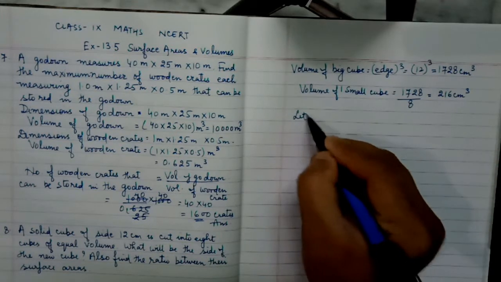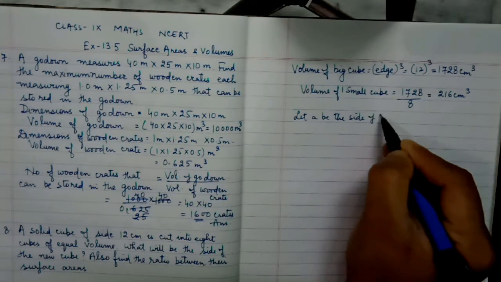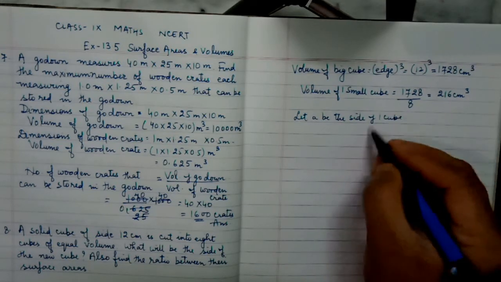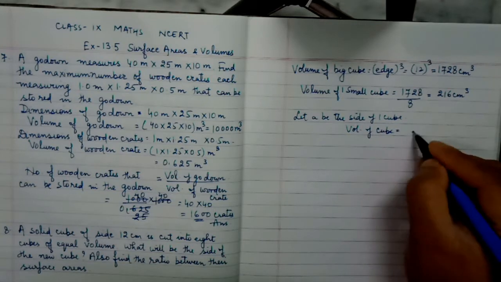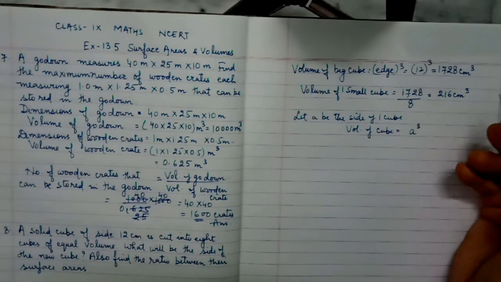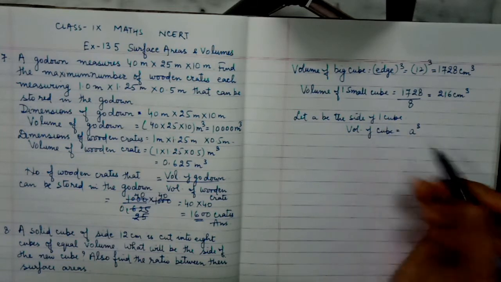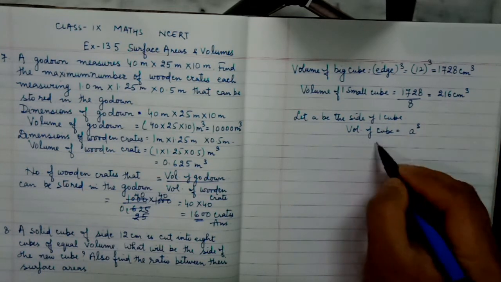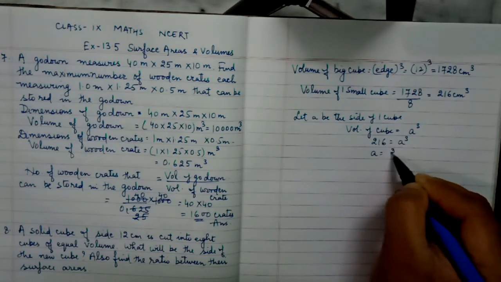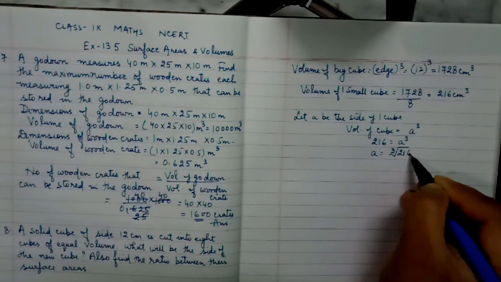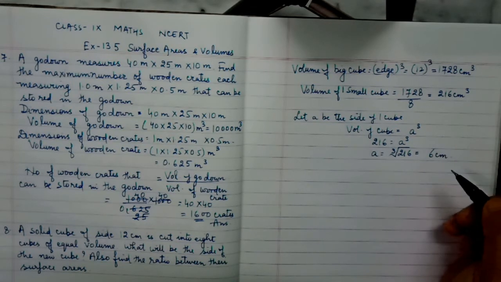Let A be the side of 1 cube. Volume of cube is equal to A cube, that is edge cube, side cube. Okay, here we have assumed कि A जो है वो छोटे क्यूब की साइड है, तो वॉल्यूम ऑफ क्यूब इज 216 is equal to A cube. A is equal to cube root of 216, which is equal to 6 centimeter.